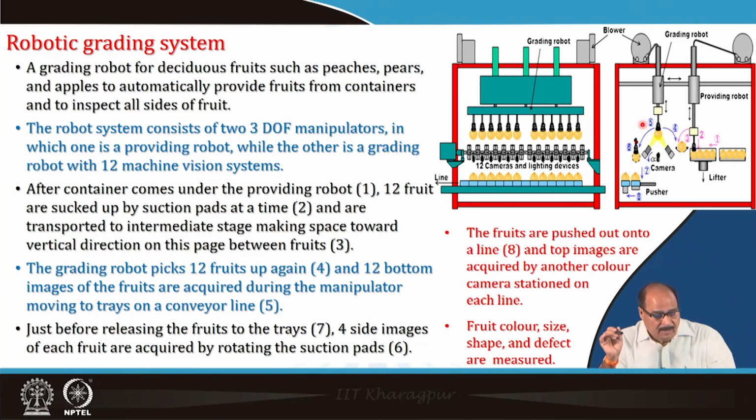Then just before releasing the fruit to the trays, that is 7, 4 side images of each fruit are acquired by rotating the suction pads. The fruits are pushed now onto a line, that is you can see here 8, and the top images are acquired by another color camera stationed on each line. And the fruit color, size, shape and defects are therefore measured. So, this is how the robotic grading system works.